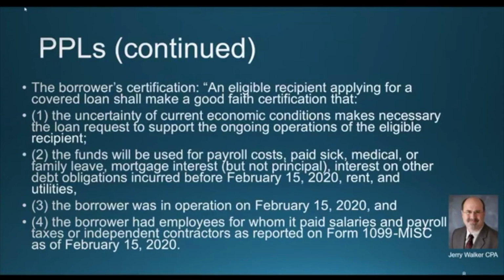Well, the catch may be a little bit in this first bullet point that says the borrower's certification. So that means someone at the church who has the authority to sign legal documents on behalf of the church. So that may be the head elder, that may be one of the trustees. Each church is maybe structured differently, but whoever it is at your church that has the authority to sign legal documents is going to sign a document that says, we are an eligible recipient because we're applying for this loan, and we're making this good faith certification that, number one, the uncertainty of current economic conditions makes necessary the loan request to support the ongoing operations of the church.